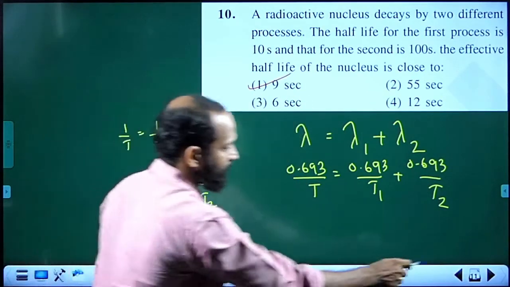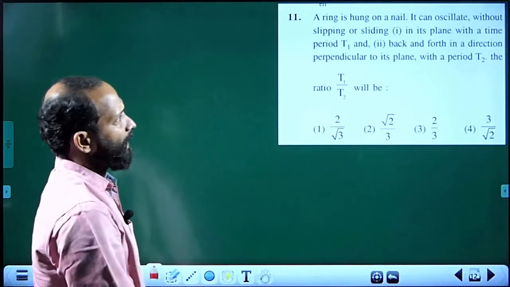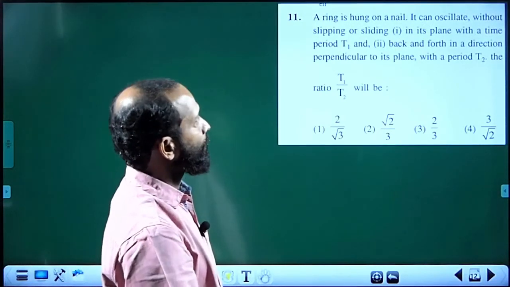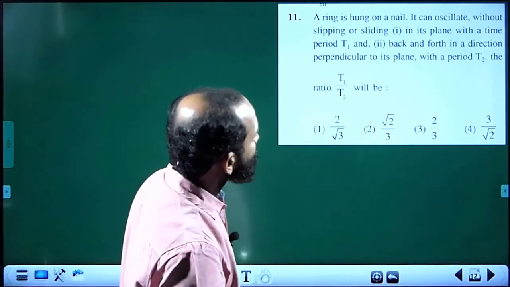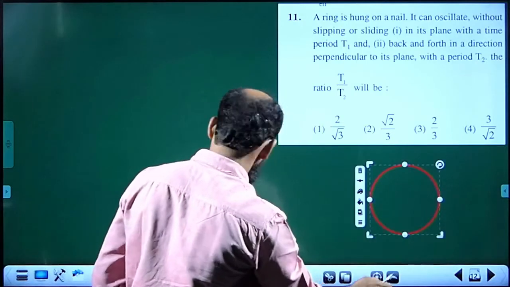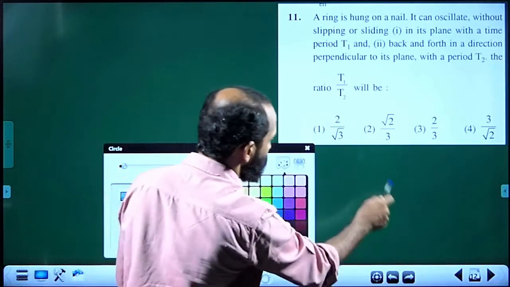Okay. Next, a ring is hung on a nail. It can oscillate without slipping or sliding in its plane with a time period t1. Let it oscillate in its plane with a time period t1.